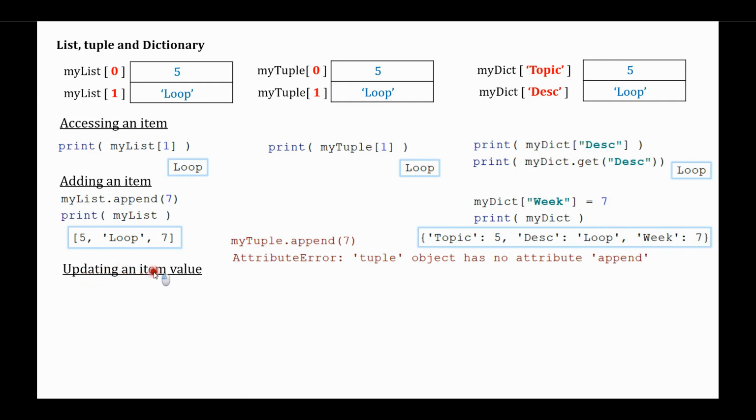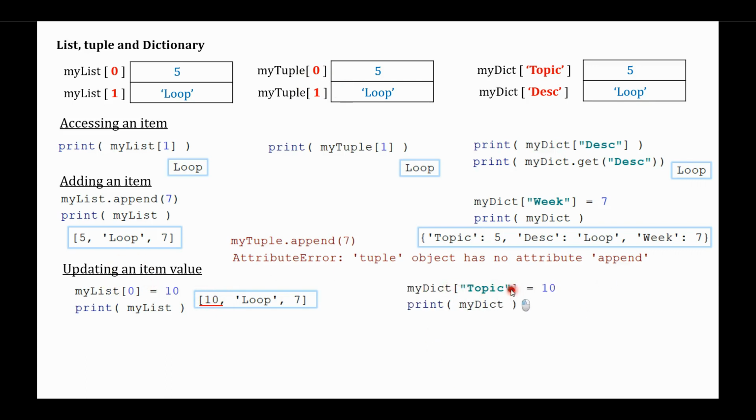How do we update an item inside the list? Let's say we want to change this value from 5 to 10, and we know it's stored in the first position, position 0. We just use the name, square bracket 0, and say I want to change it to 10. So when you print the list, this is not 5 anymore, it's changed to 10. For tuple, you cannot change, so you can't do this for tuple. For dictionary, similarly, instead of using the position, you just use the key. So you just say, I want to change the key for topic to 10, and you override 5, and when you print out, this value has now changed to 10.